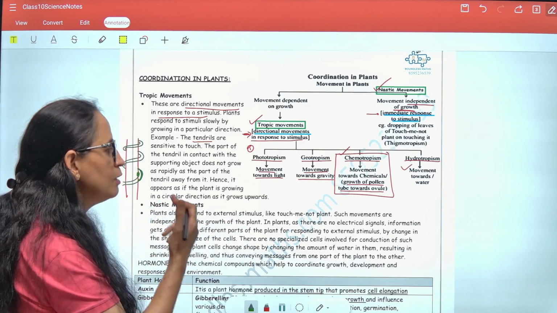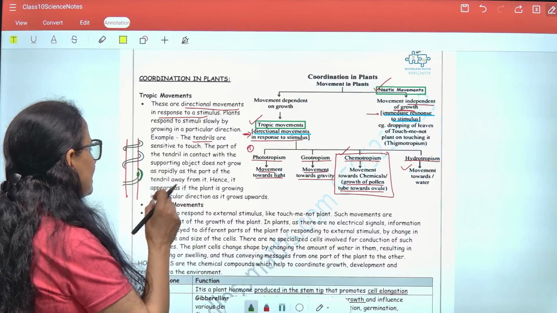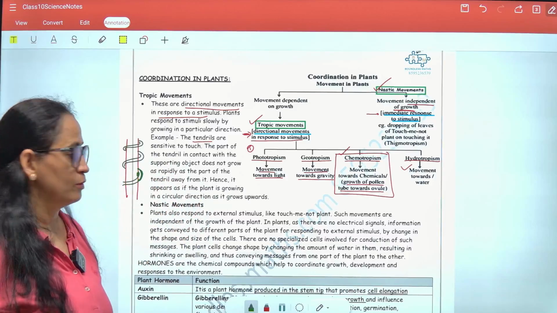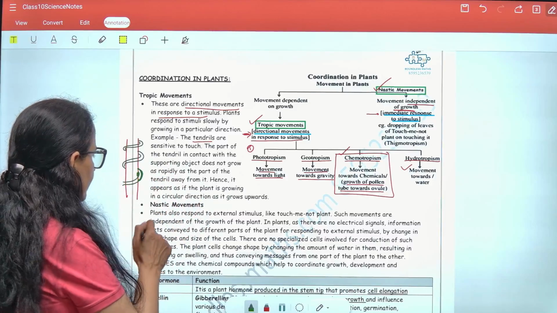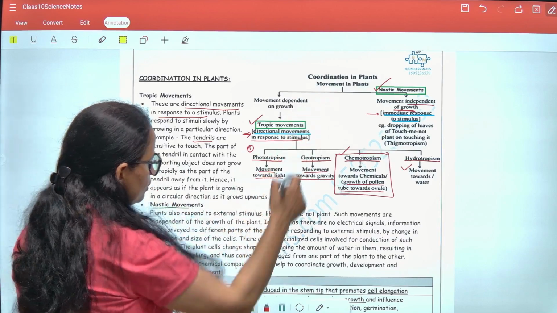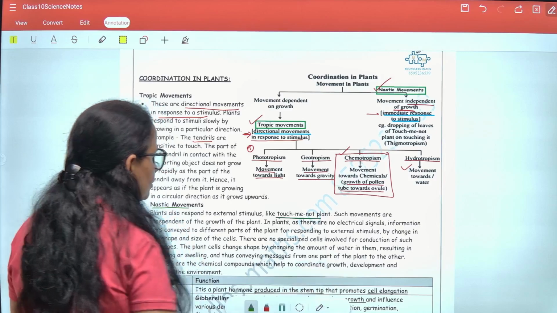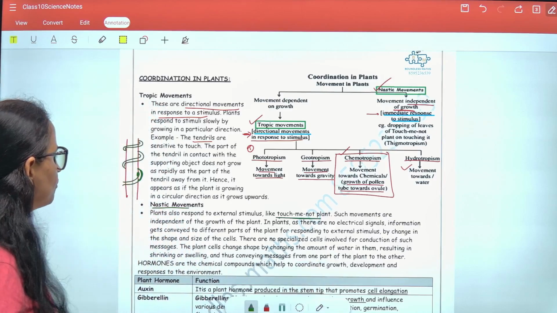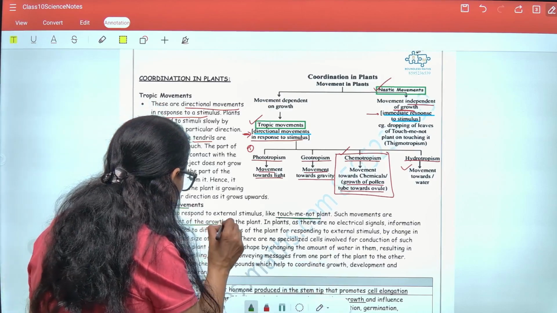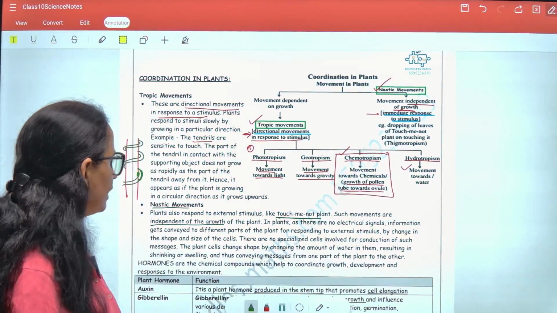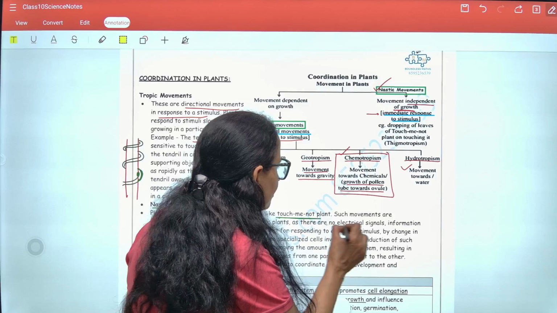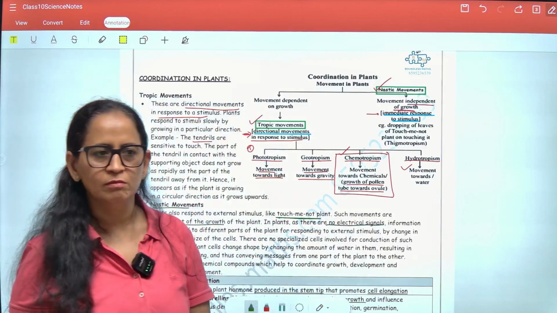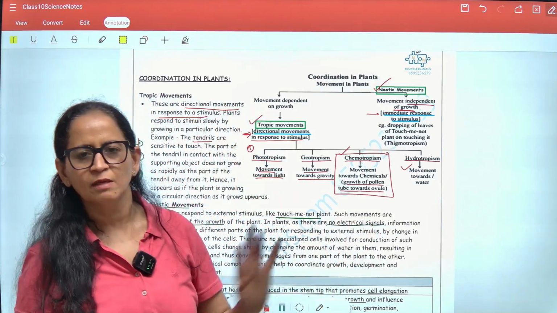So that's how the tendrils or the stems wind around the support system, right? Nastic movements, as we just saw, the touch-me-not plant shows nastic movements. Such movements are independent of growth because it is not a growth movement, right? And there are no electrical signals telling the entire plant that something has been touched.